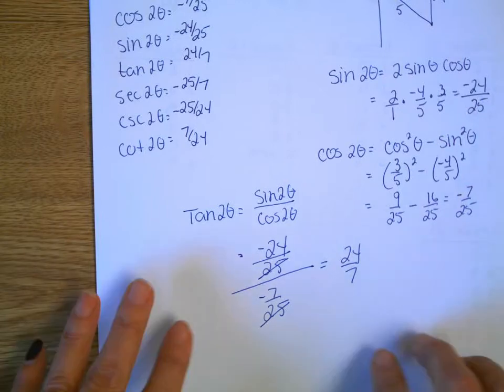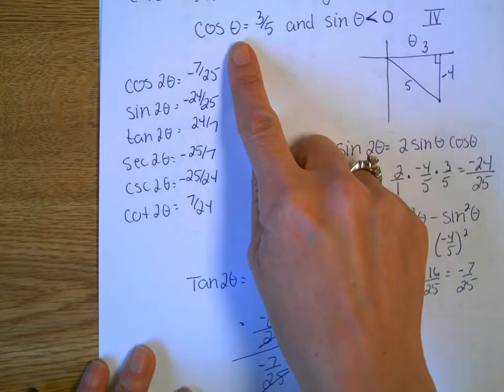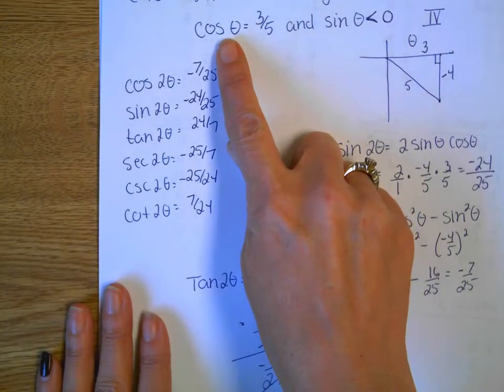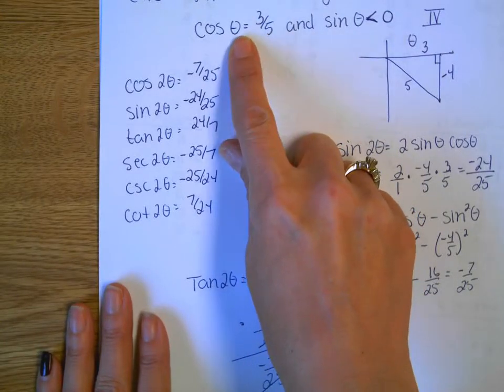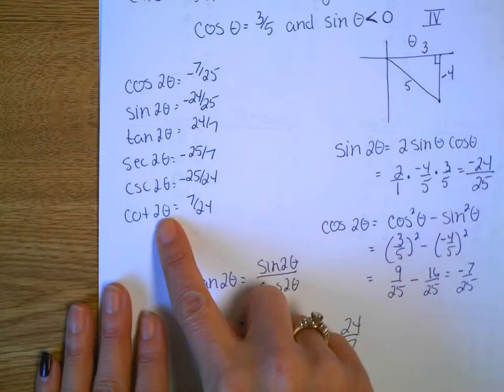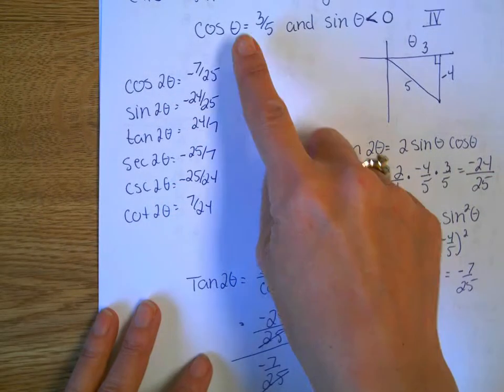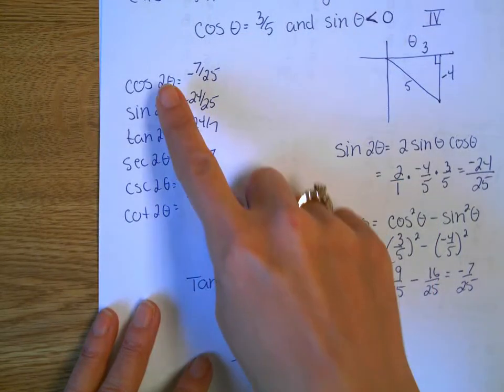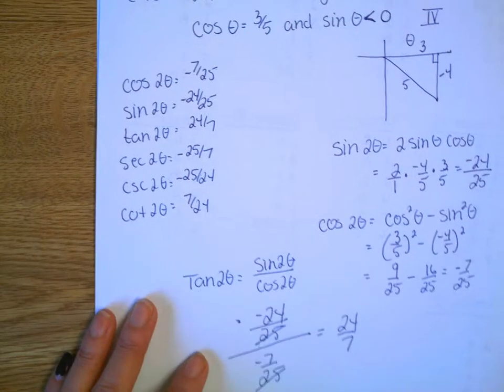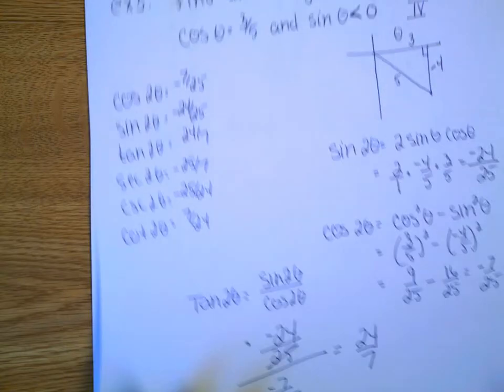Okay, one more. Here, notice the difference between these. Here I gave you information about the single angle and asked for all the double angles. Now I'm going to reverse it. I'm going to give you information about the double angle and ask for all of the single angles. So when you get to the notes or the homework, make sure you pay attention to which kind of problem you're doing.